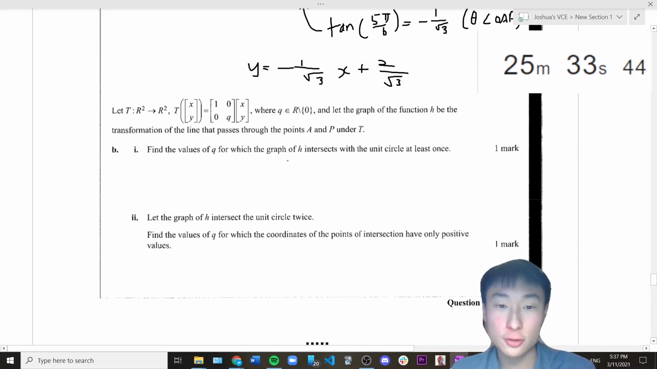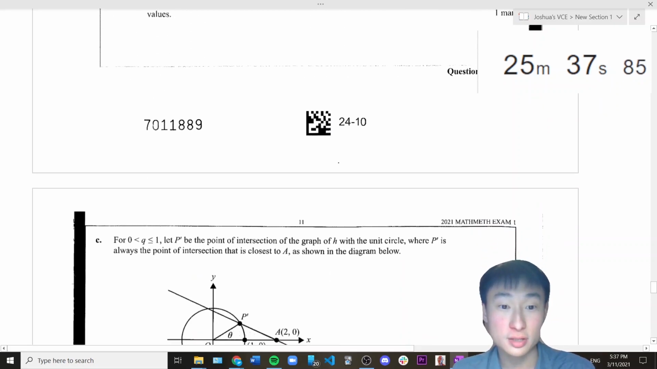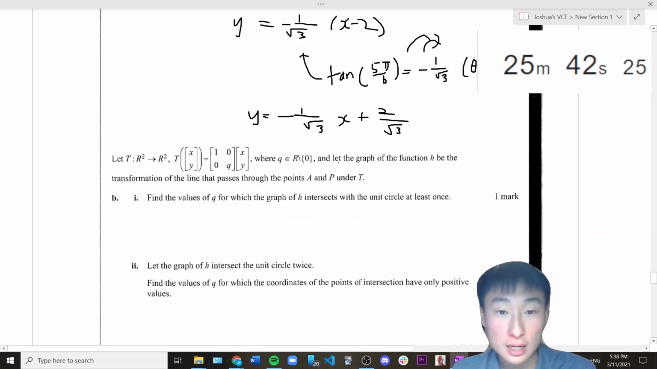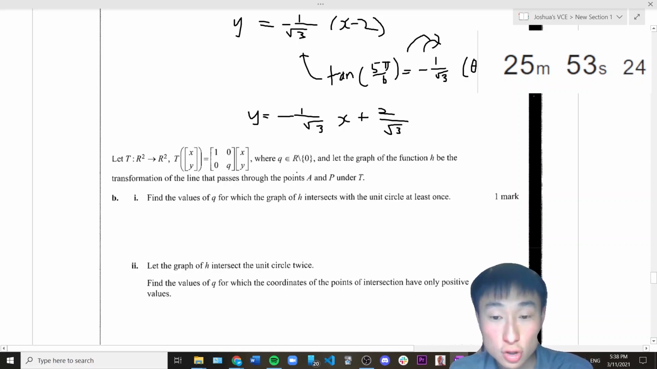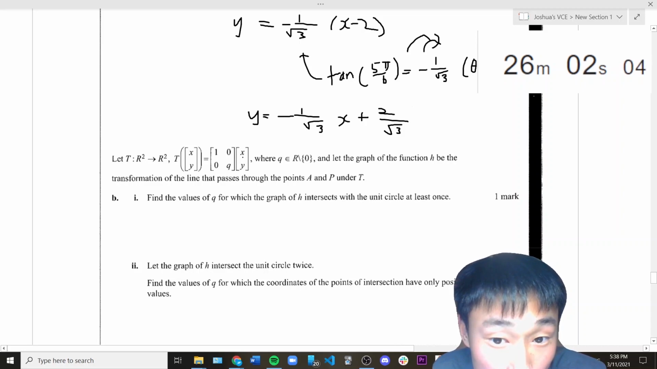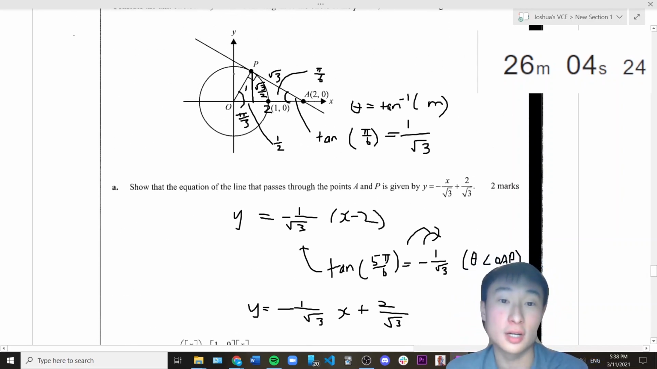Find the values of q for which the graph of h intersects with the unit circle at least once. Okay, so find the values of q. Where's q? What is q? Oh, q is the dilation factor from the x-axis for which the graph of h intersects with the unit circle at least once. This is the transformation of the line.